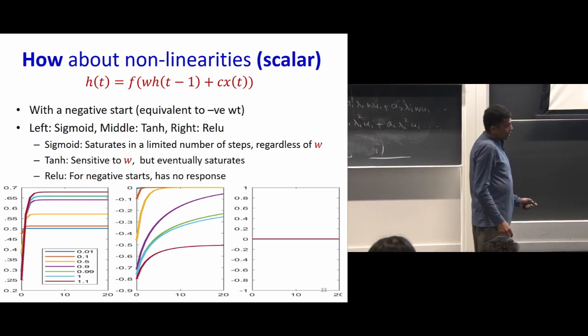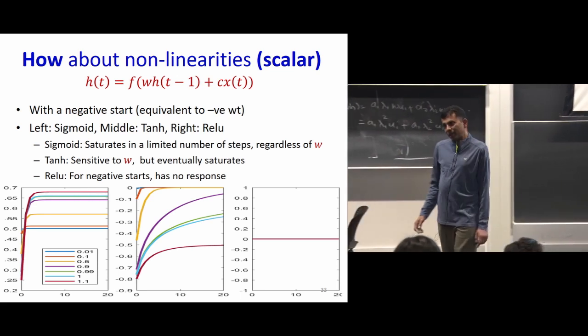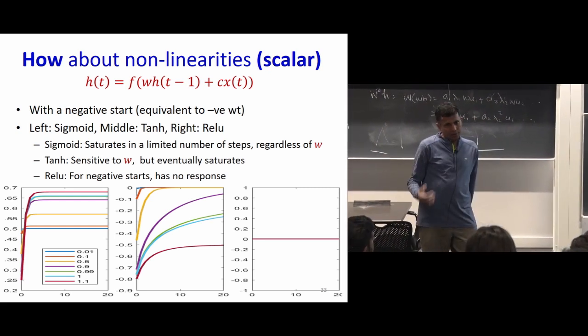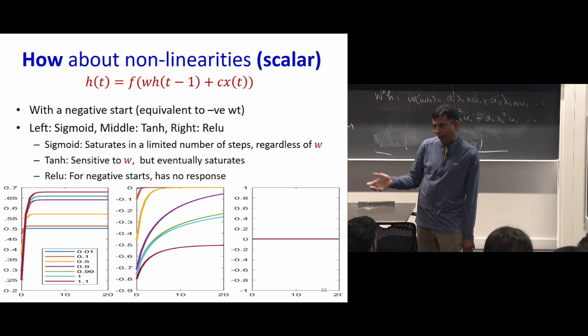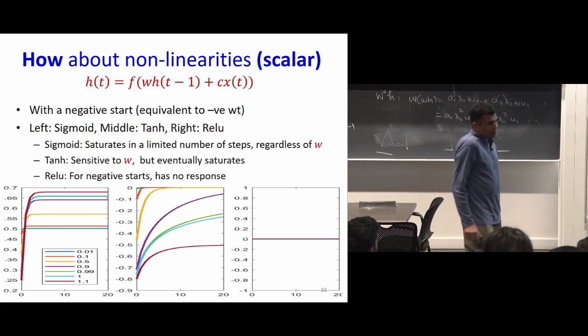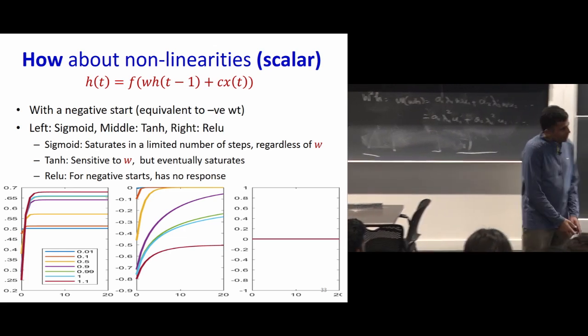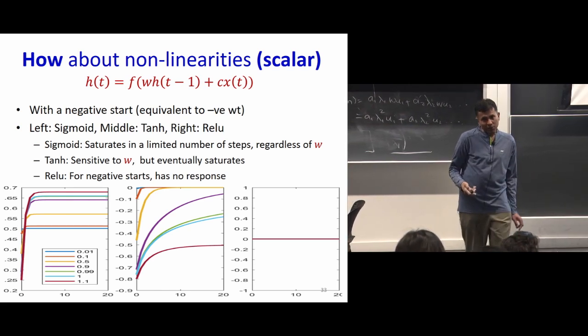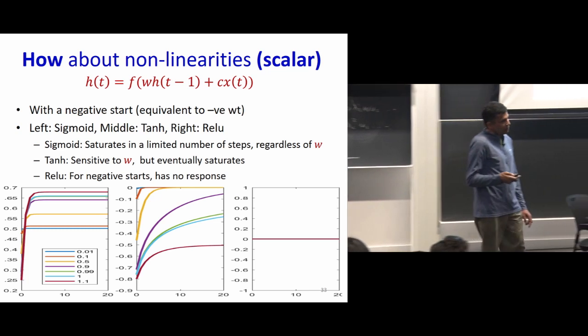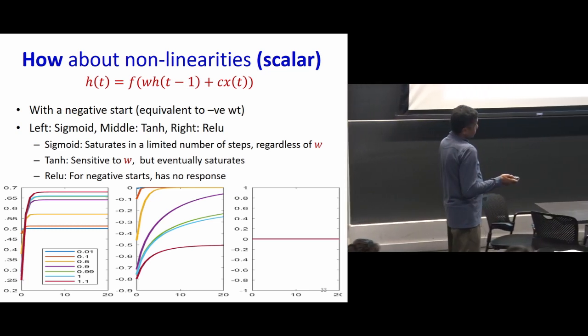And in the case of a ReLU, why are we getting a 0 throughout? The weights are positive, the input is negative, there's nothing to be had, right? So it just goes to 0. So you get an idea of, I mean, if your input is negative, this guy has no way of distinguishing between one input and the other, right? So this is for scalars.